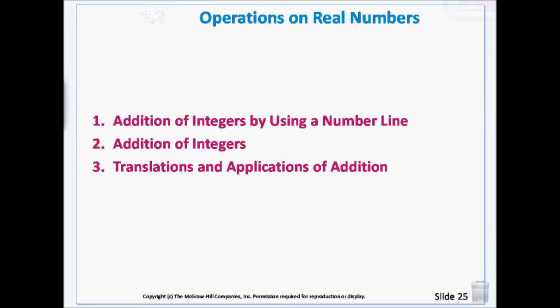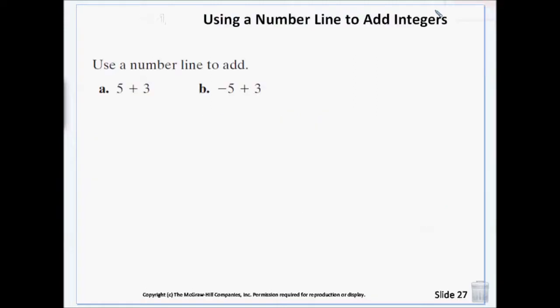Okay, so adding integers is adding positive and negative numbers. There are multiple ways to visualize adding positives and negatives, or integers. So if we use a number line, positive numbers move to the right towards the positive side. Negative numbers move to the left.